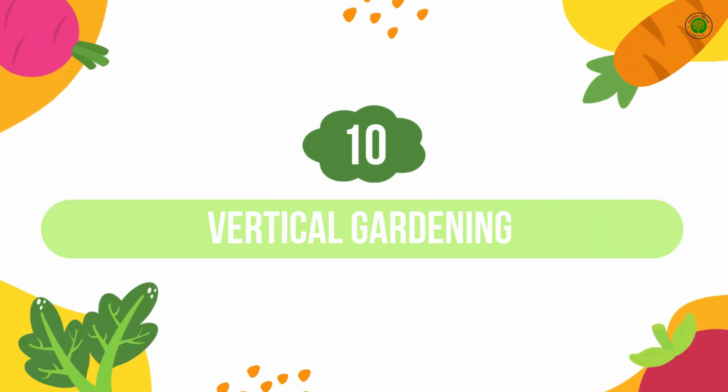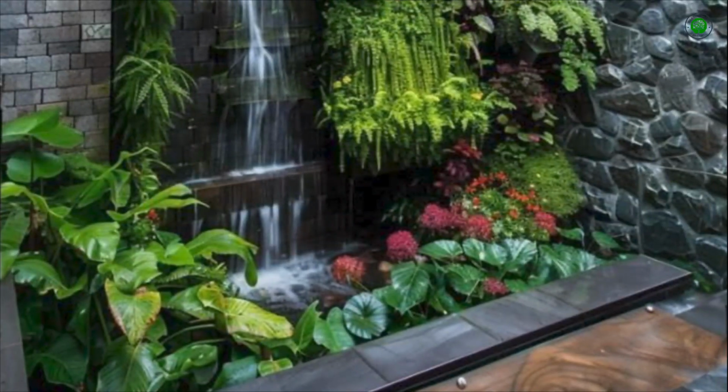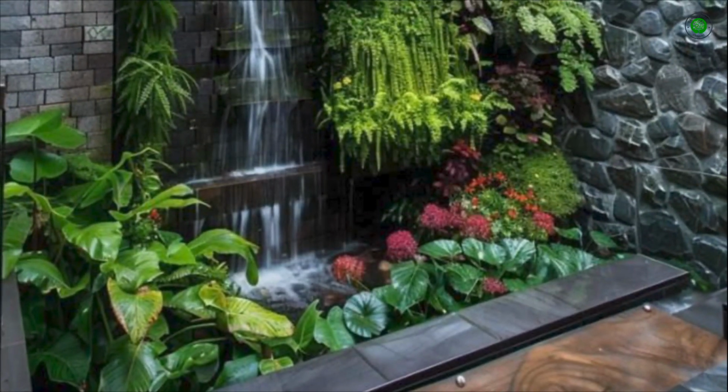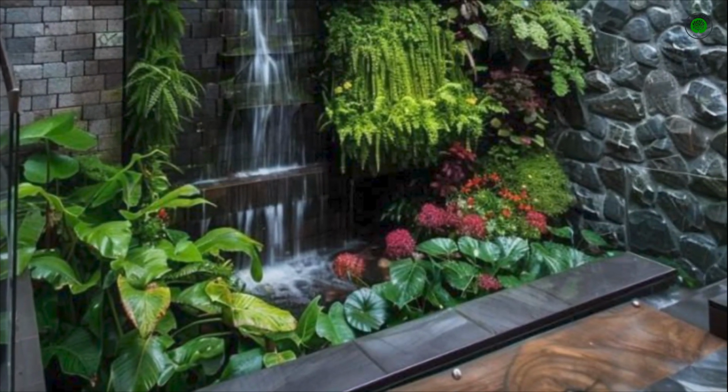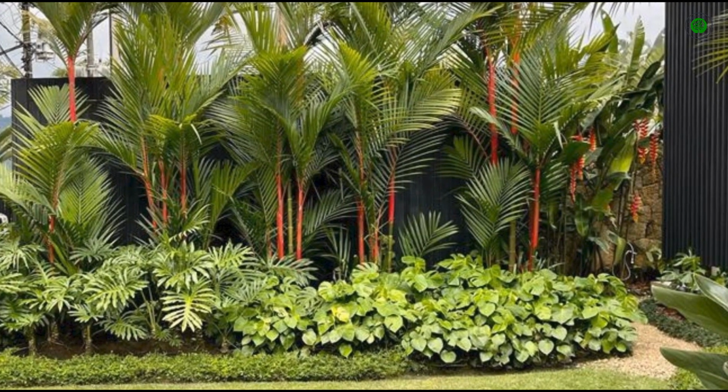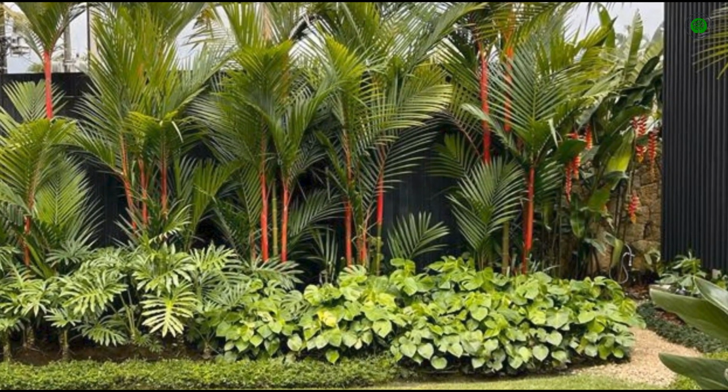10. Vertical gardening. Maximize space and add visual interest by incorporating vertical gardening elements like living walls or hanging baskets filled with trailing tropical plants like pothos or philodendron. Remember to maintain a balance and avoid clutter to preserve the natural and relaxed ambiance of a tropical garden.